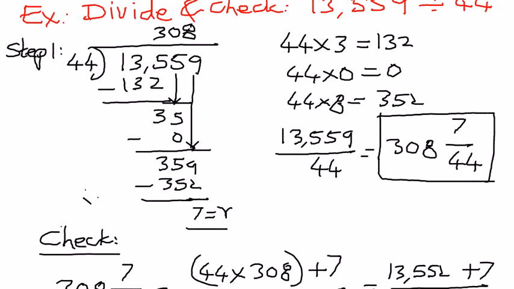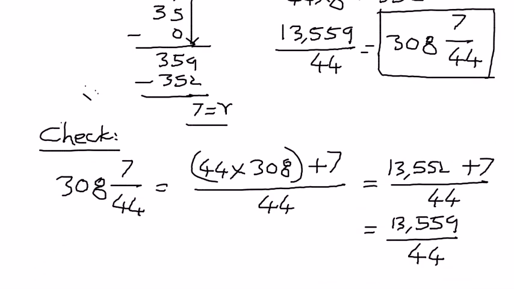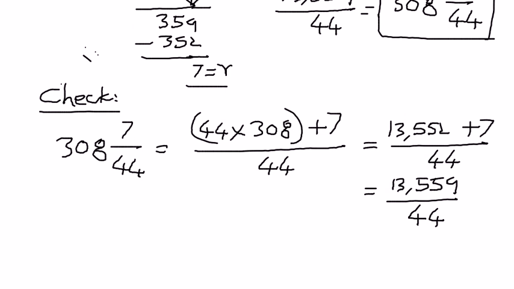When we did that, we got the answer as a mixed fraction, which is equal to 308 7 over 44. And as a check, we took that fraction, and then simplified it out, and then we came back to the original problem. That is the check. So that satisfies our check process.